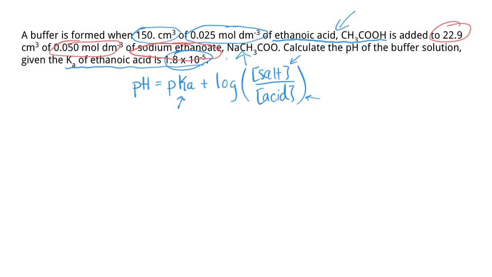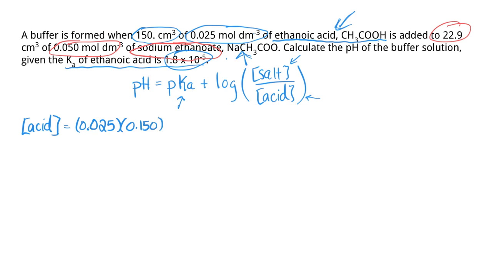Now, in this particular problem, we're taking our acid and adding it to a solution of our salt. And so effectively, we're diluting both of those solutions. So let's take a look at the acid first. We have a 0.025 moles per liter solution, and we're going to take 150 mL of that. So we can use the concentration times volume equation to determine how many moles we're using. So we have 0.025 times, and we have to change that 150 mL into liters.